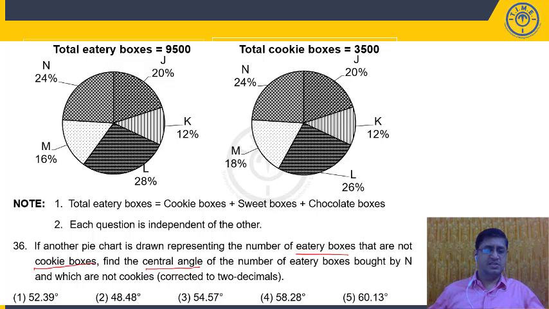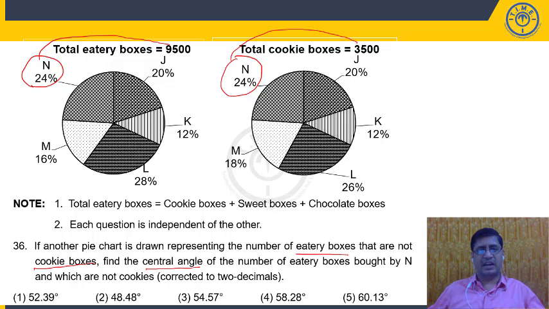Not cookies means, if we observe N's value, what is the N value? 24%. Cookie boxes, it is also 24%. Actually it is 24% of 9500 minus 24% of 3500. My dear students, percentage 24 is common in both the cases. So directly we can say 24% of 6000. Am I right? Yes or no?